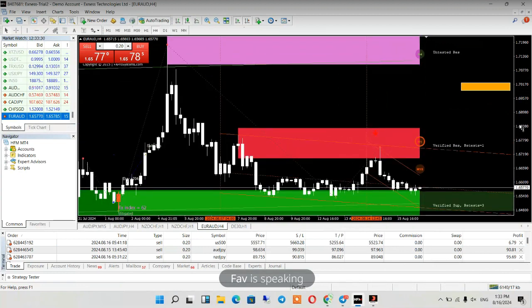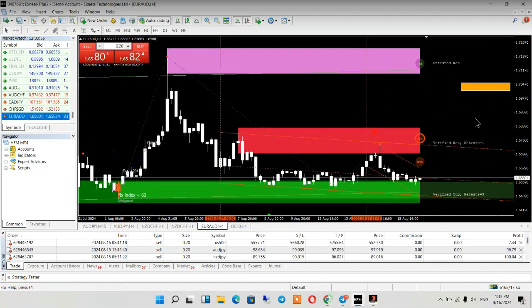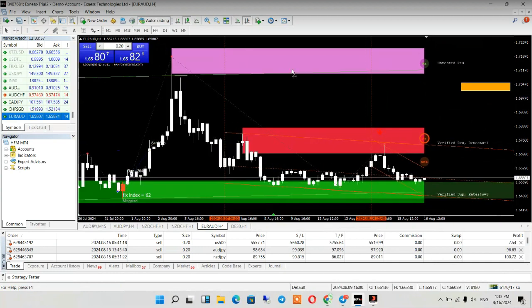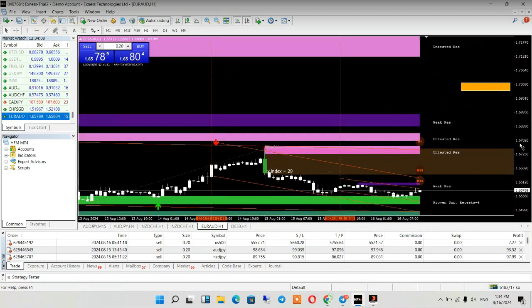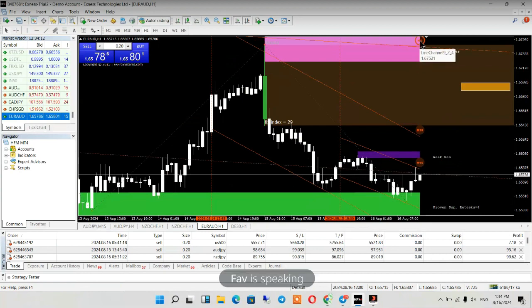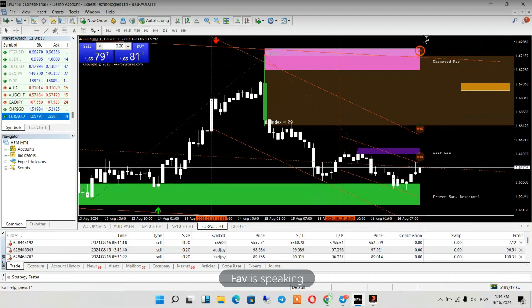So H1, as I'm seeing, is looking bearish. I want to be sure that's H1. Yeah, it is. H1 is looking bearish, according to what I can see here. So if H1 is looking bearish, most likely H4 is bearish as well. So let me just confirm. Yeah, H1 is bearish, as you can see here. As it is bearish, there's chances that the whole stuff is going down.